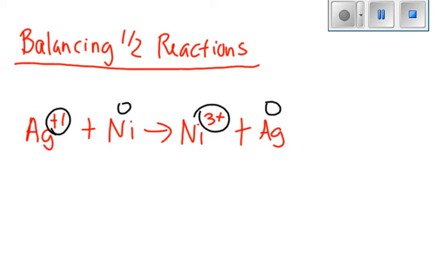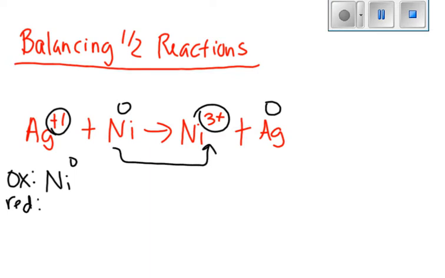Next step, like we've been doing, is to identify what's oxidized and what's reduced. Remember, oxidation is loss of electrons, so we're going to become more positive. So that's going to be our nickel, which hopefully you can identify at this point. And what's reduced is the Ag +1 because it's gaining electrons or decreasing its oxidation number. It's going from +1 to 0.